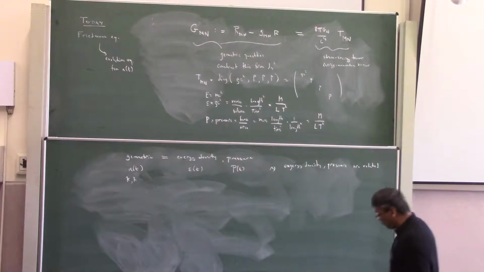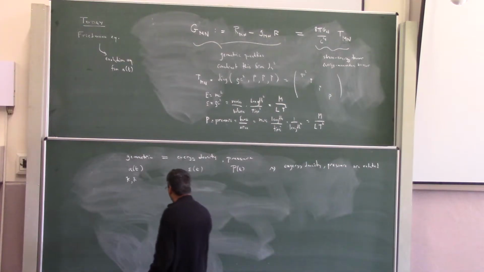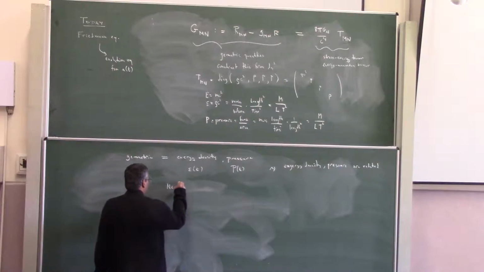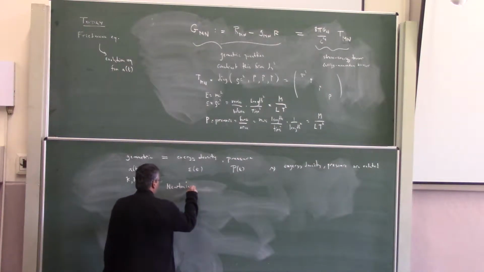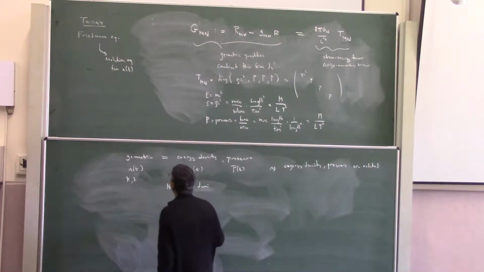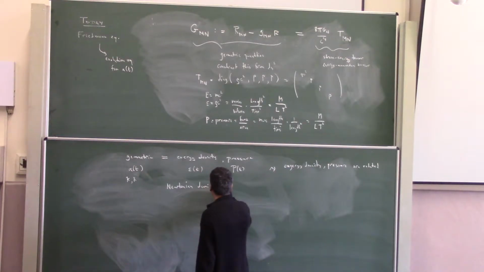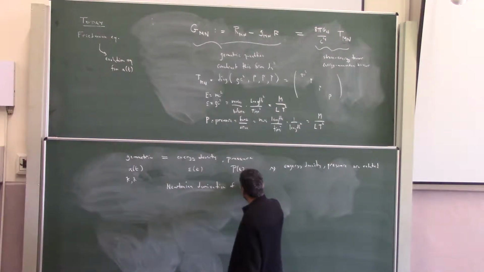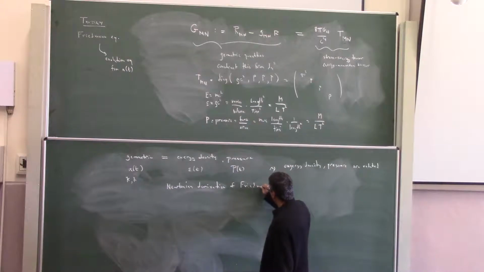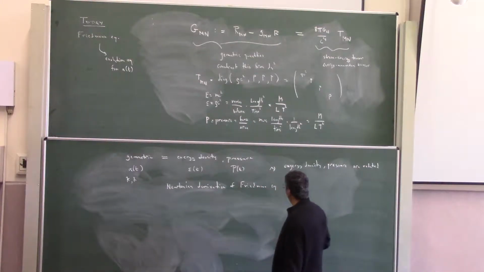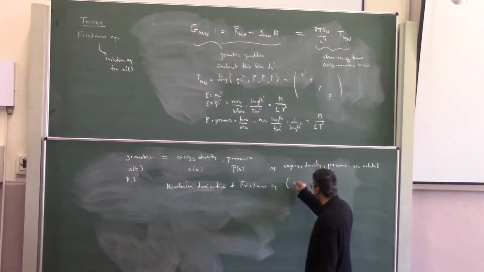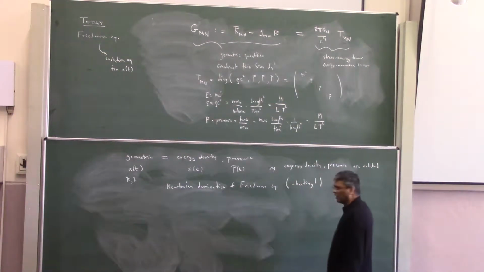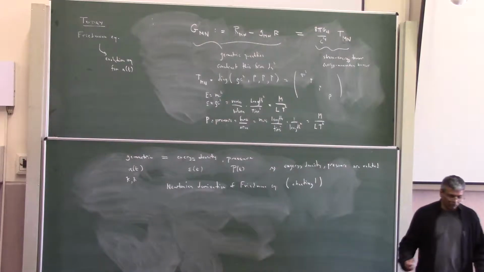Okay, so what we're going to do is a Newtonian derivation of the so-called Friedmann equation. We'll discuss the limitations of this derivation, but I want to emphasize that this is cheating. Okay? But it'll give us more or less the right answer.